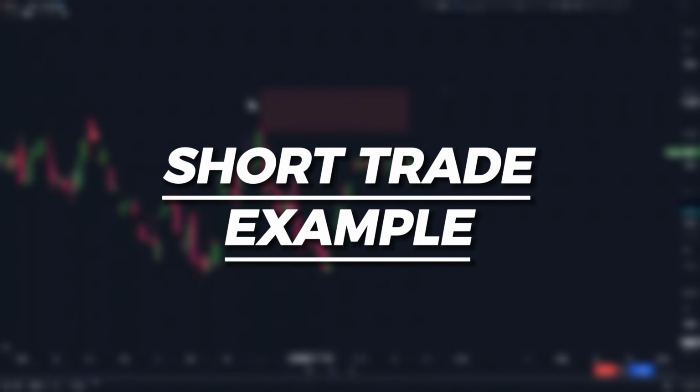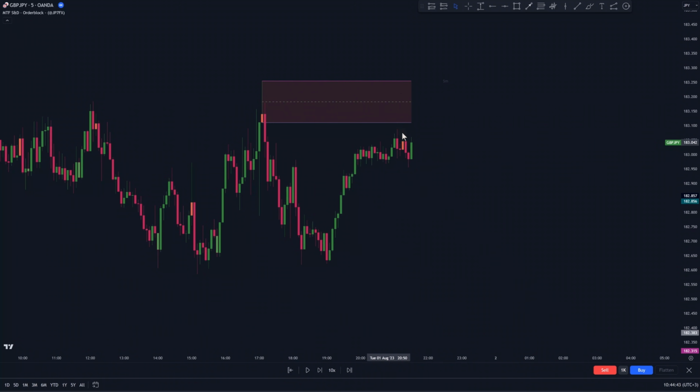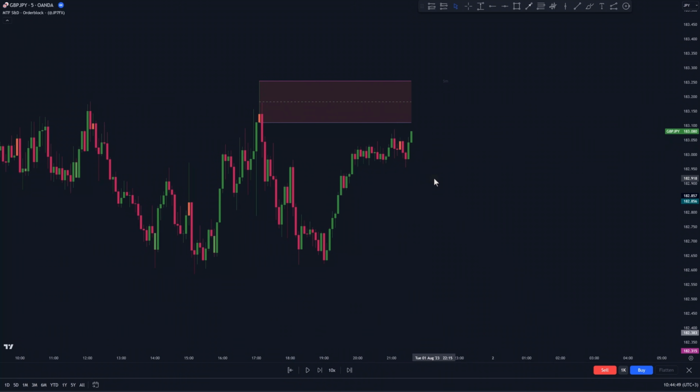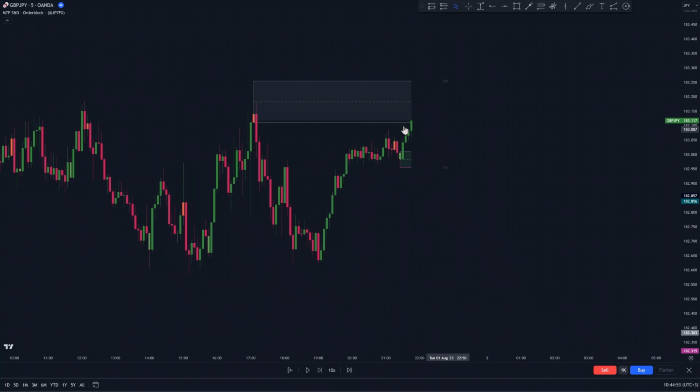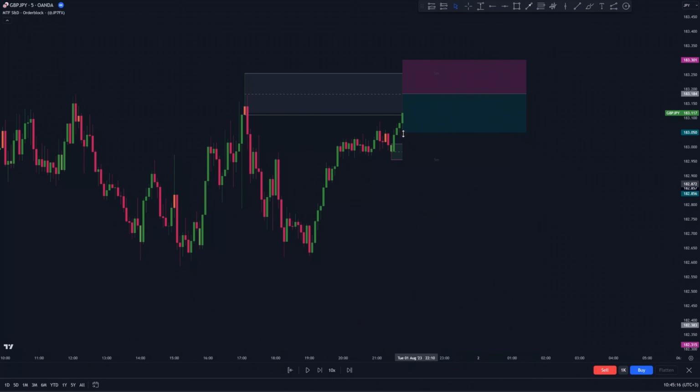For short trades, it's going to be the opposite. So you first of all want to wait for a supply zone to be printed. After the zone is printed, you want to wait for the price to come back to the zone. As it approaches the zone, you want to set a sell limit order at the 50% line. Put your stop loss above the zone, and for the take profit, you could again set a fixed take profit value, or you could target the next key level in price.